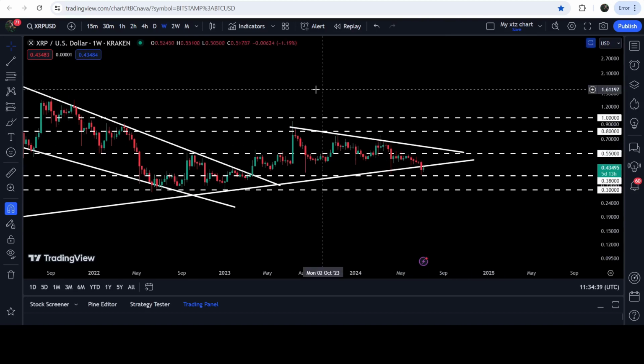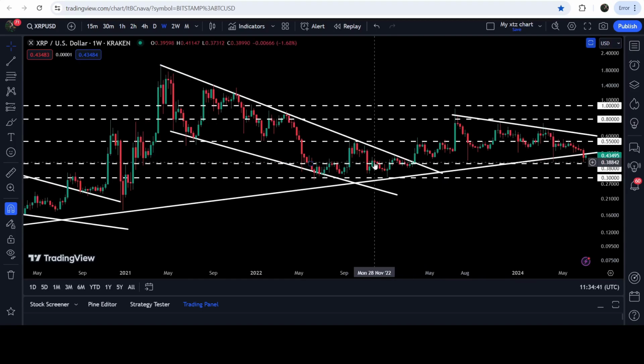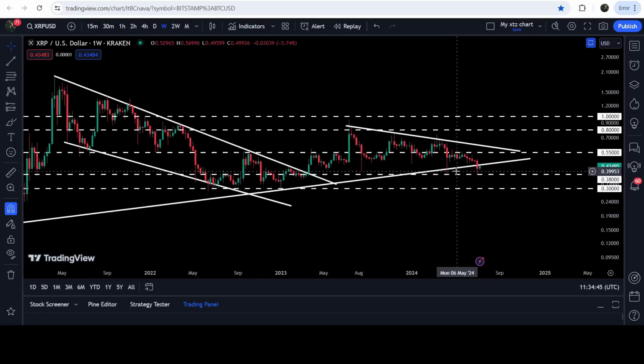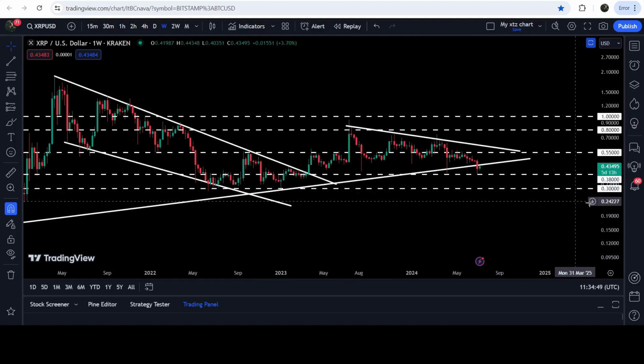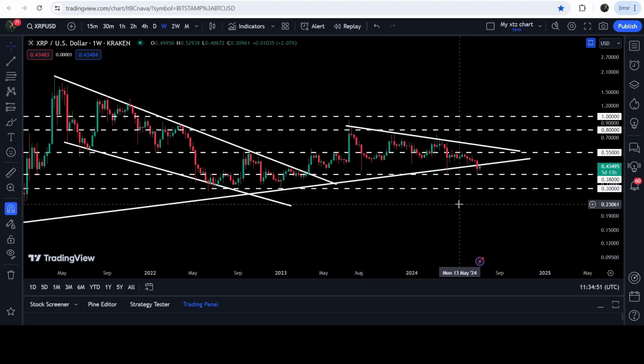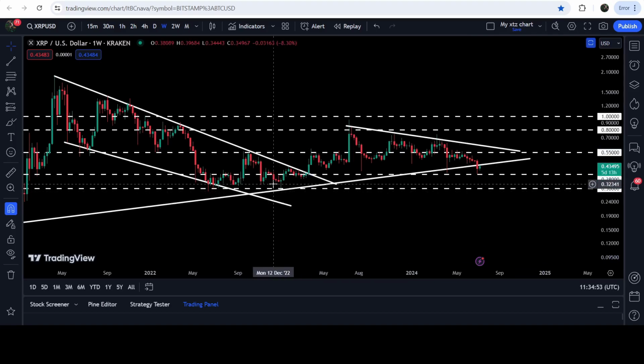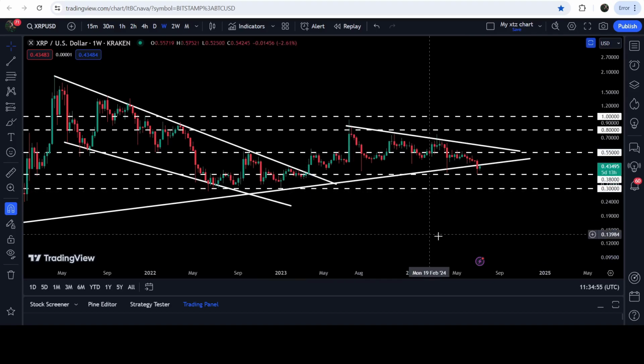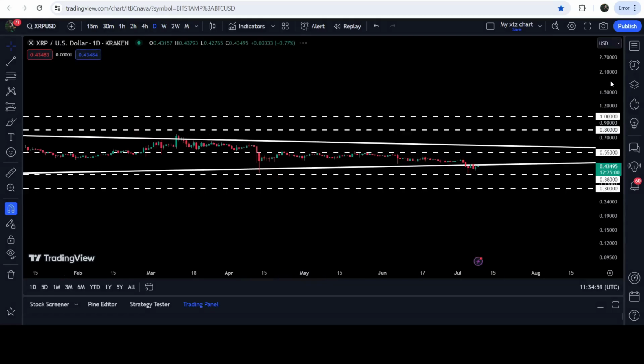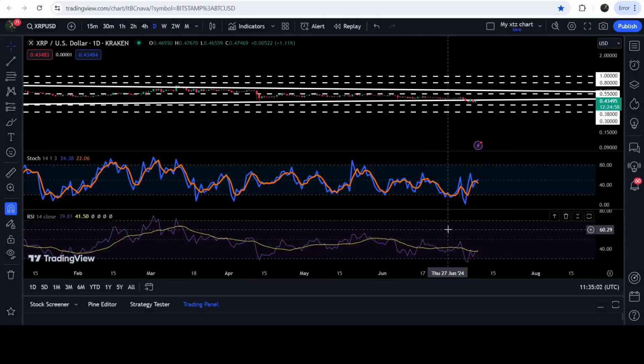You can see that previously it had been working as a resistance here and support here. And now again, for the past several weeks, it is working as a support here as well. And the next support will be here at approximately 30 cents. That is the key support, and that is also the recent swing low before breaking out this previous falling wedge pattern as well. If we take a look at the daily time frame chart, you can see that RSI has also entered the oversold zone.